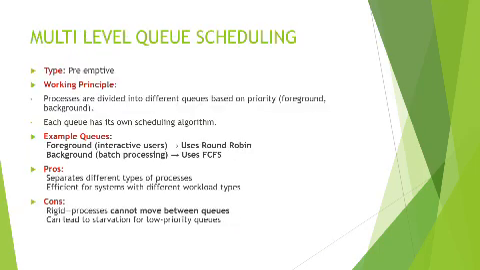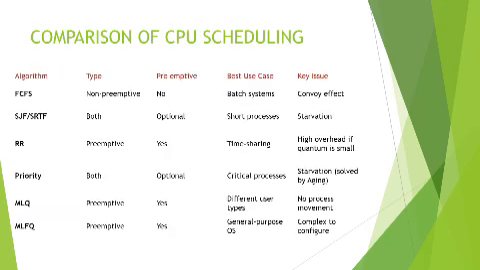Then multi-level queue scheduling. Processes are divided into different queues based on priority. Each queue has its own scheduling algorithm. Pros: for example, the foreground uses the round-robin technique and the background uses the FCFS technique. It separates the different types of processes and is efficient for systems with different workload types. Cons: it is rigid, as processes cannot move between queues. It can lead to starvation for low priority queues.